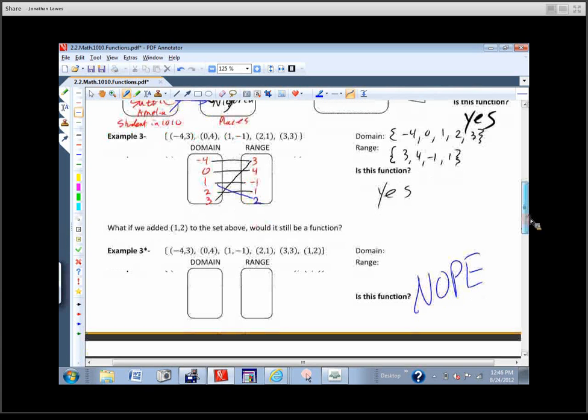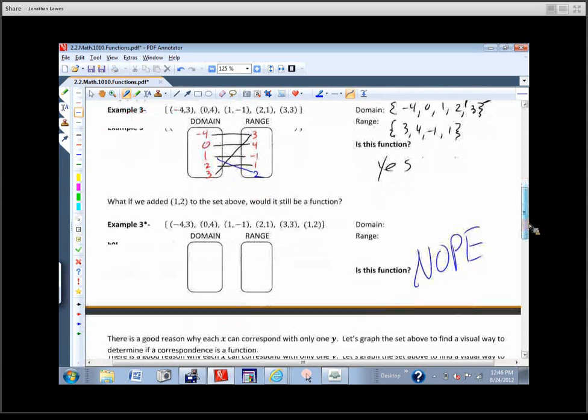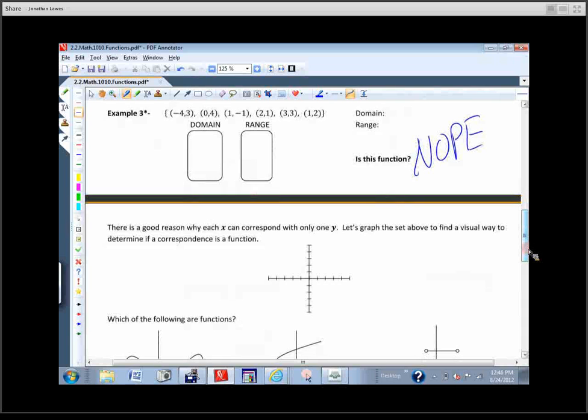Okay, now, there's another way that you can tell this by looking at the graph. We haven't looked at many graphs today. Let's take a look at this one right here. We can see that problem on a graph. So let's graph these points. -4, 3, so back 4 and up 3. So we're right there. 0, 4, we're right there. 1, -1, right here. 2, 1, right here. And 3, 3, we're right here.